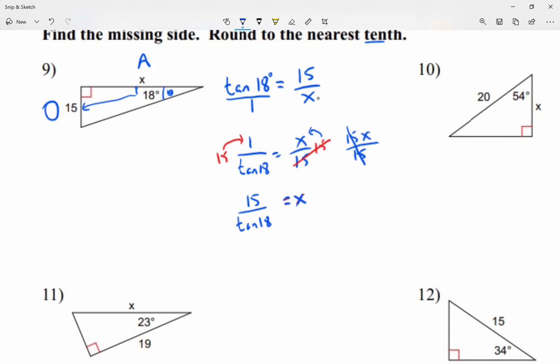Okay, so I have 15 over tangent of 18. I know fraction means division, so basically I have 15 divided by tangent of 18. Do type it on the calculator. That's why I gave you a calculator in Canvas. Let me show you how the calculator looks. We just saw it a few minutes ago.